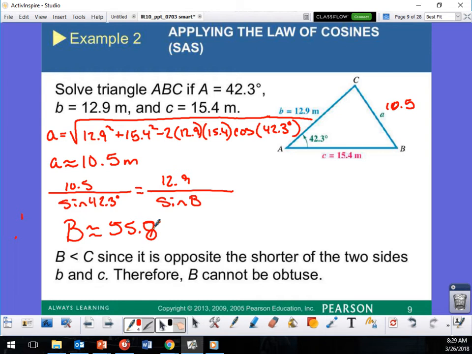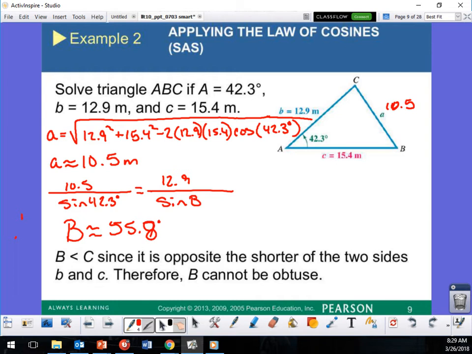So it's 12.9 sine 42.3 divided by 10.5, inverse sine. I think I messed up. Let's see yours again. You should have taken my calculator. Oh, you have 12.3. It's 12.9. Okay. There we go. Yeah, it's supposed to be 12.9. Okay, so yeah, let's go with the 55.8. There you go. All right, so 55.8 on that one.